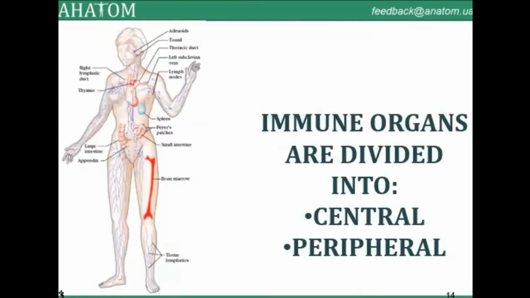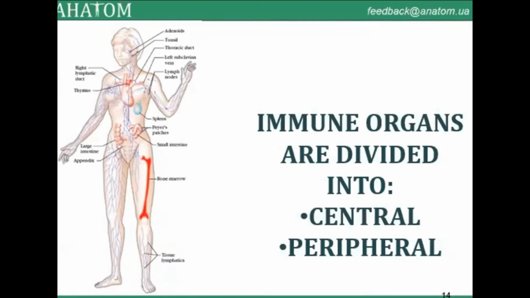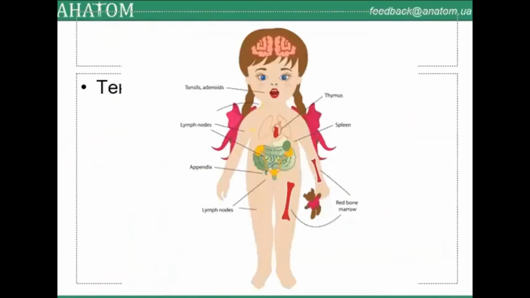Immune organs are divided into central and peripheral. If you remember, how many lymph organs are there in the human body? It's near the number 10. For example, how many tonsils? It's 6 tonsils, near the oral cavity and nasopharynx. Next are the thymus, spleen, red bone marrow, lymph nodes, appendix, and different lymphatic structures in the body.